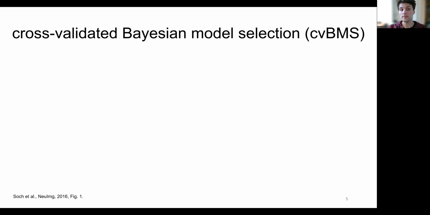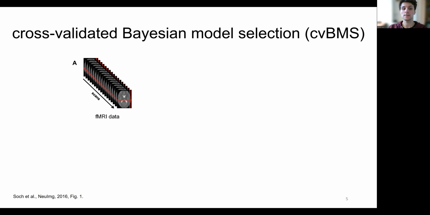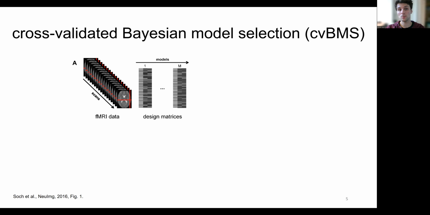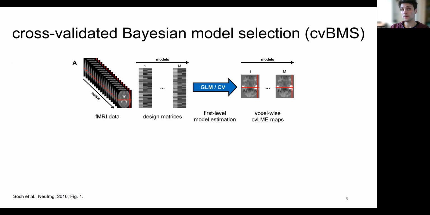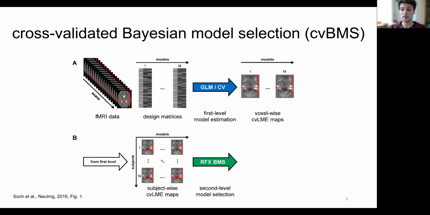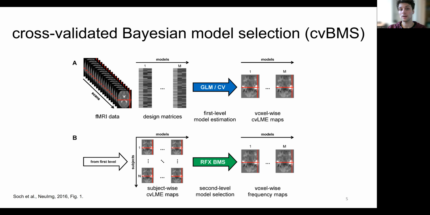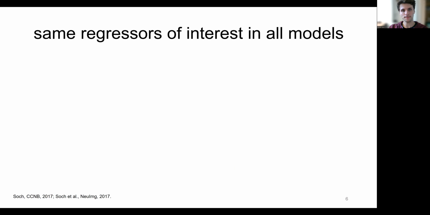In recent work, we have developed cross-validated Bayesian model selection, or cvBMS, which analyzes fMRI data from a single subject using different models to come up with voxel-wise log model evidences, or LMEs, as a model quality measure. This information can then be taken to the second level to come up with voxel-wise model frequency maps, which inform us about the optimal model in a studied sample.